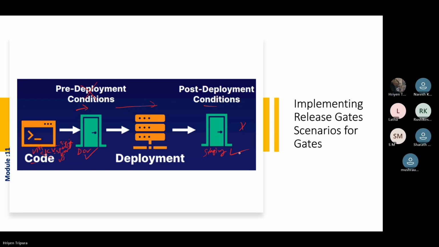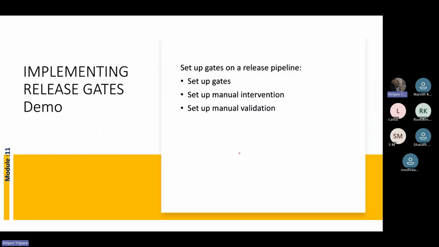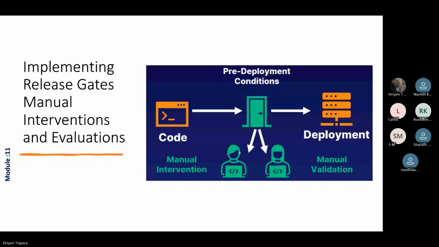Okay. Now we have the manual intervention evaluation. As I told you, you can have a manual pre-deployment and post-deployment. This should always be done pre-deployment, because, as we all know, before deploying the resources, somebody needs to approve your pipeline. That means let's say I have a code here, I have written everything.